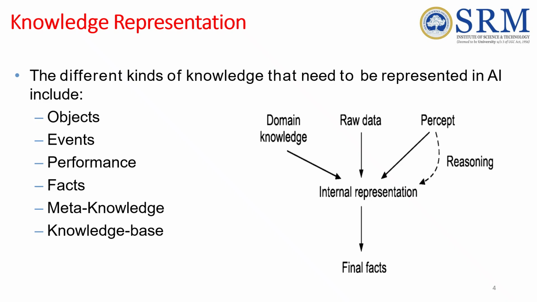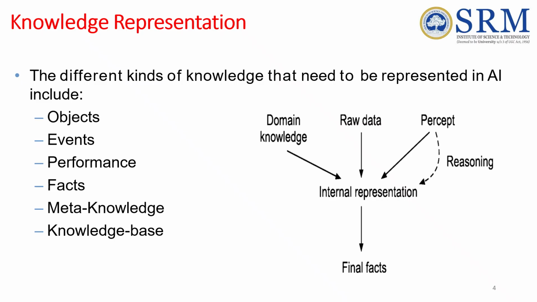The diagrammatic representation of knowledge representation can be overviewed here. This diagram shows the domain knowledge, raw data, percept, reasoning, internal representation, and final fact. Let me discuss one by one. Domain knowledge is knowledge about a specific field or domain, for example medical knowledge, banking knowledge, or traffic rules. This provides the background information for the artificial intelligence system.